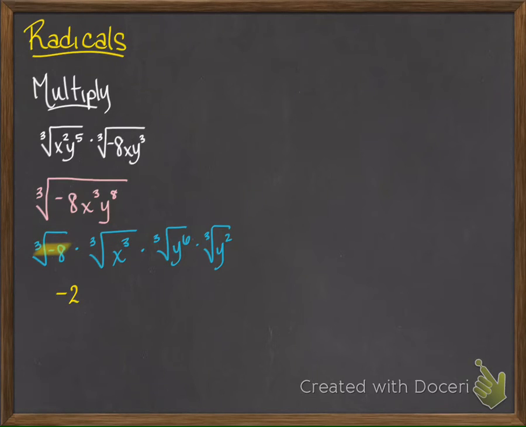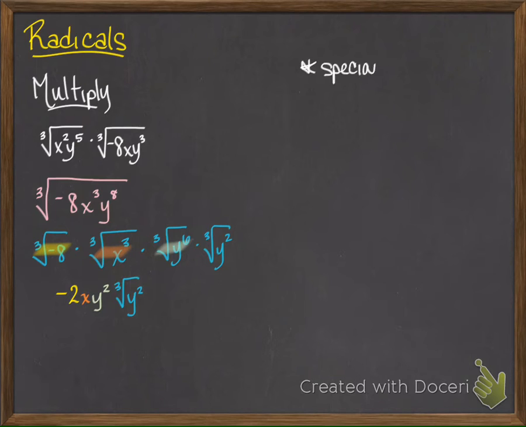Individually doing those, cube root of negative 8 is negative 2. Cube root of x cubed is x. Cube root of y to the sixth, well, that's y squared cubed, so we get y squared. And then the cube root of y squared, there's nothing really I can do about that. No absolute value needed. This was an odd root.